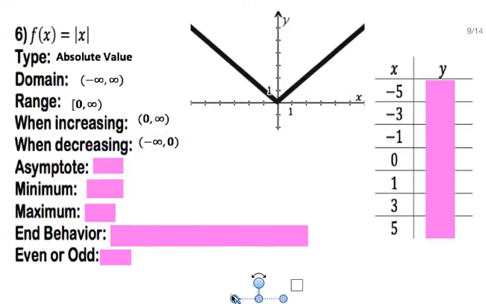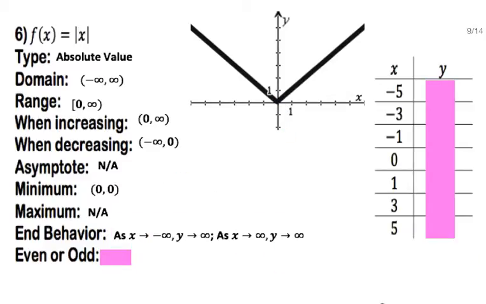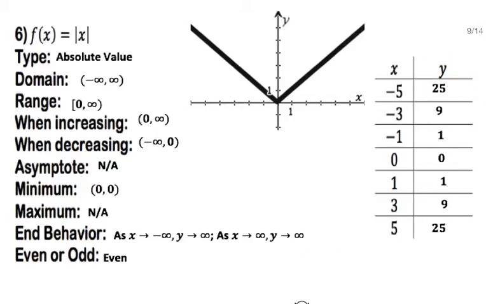We're going to start increasing from 0 to positive infinity. This one does not have an asymptote. It does not have a maximum point, but it does have a minimum point, and that's at (0, 0), the vertex right here. And then here's our end behavior. On the left side of the graph, my graph is increasing, approaching positive infinity. So it's going up, and on the right side of the graph, it's also going up, approaching positive infinity. This is an even function, and here are the table values.